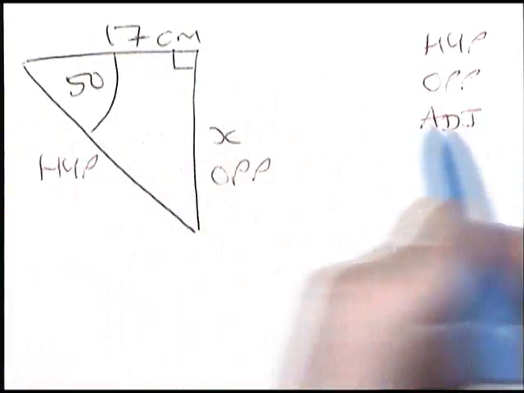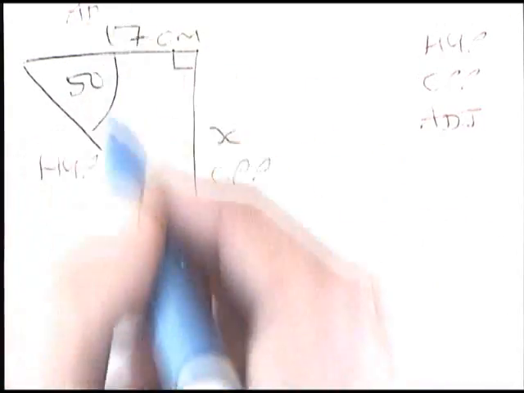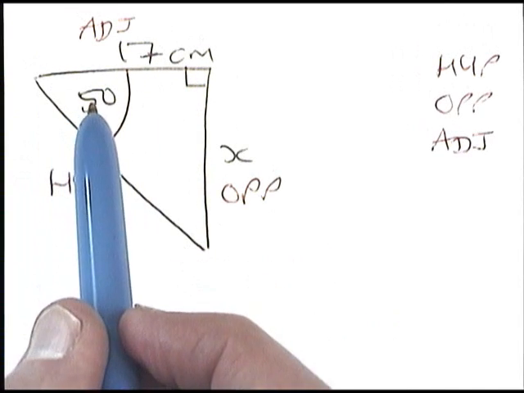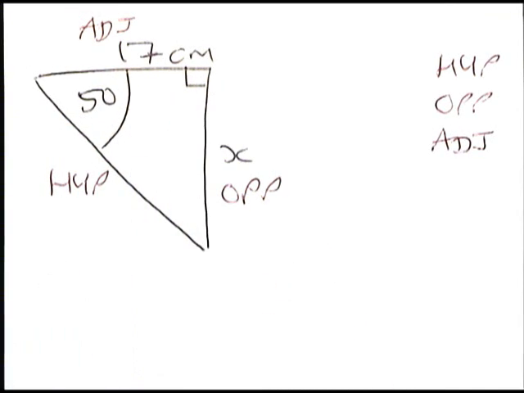The last one is the adjacent. Well, it must be this one up here. And as a check, the adjacent should always be between your angle and your right angle.